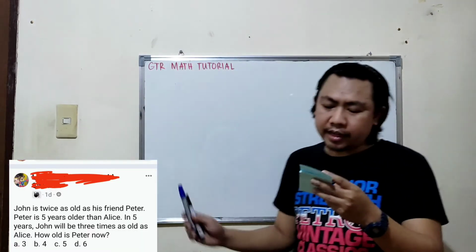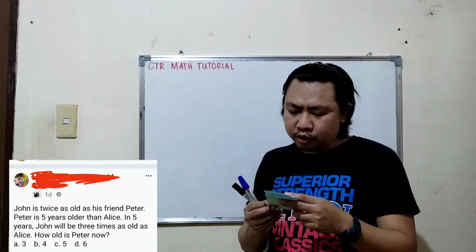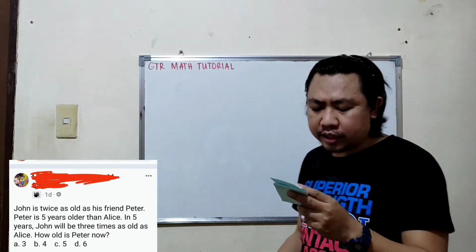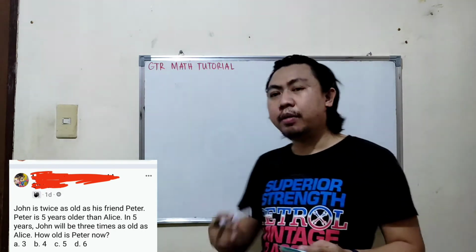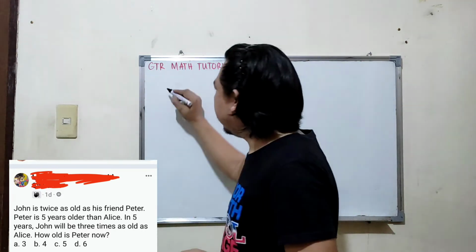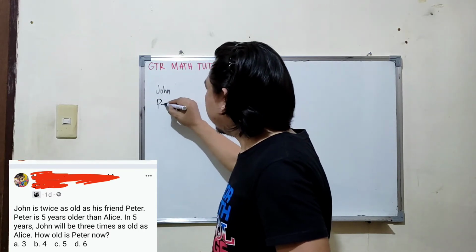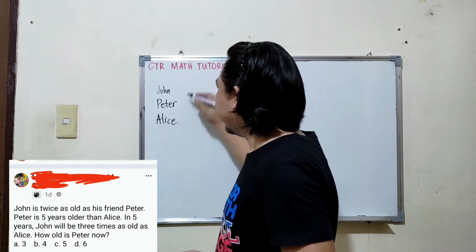Okay, next, number 3. John is twice as old as his friend Peter. Peter is 5 years older than Alice. So, in 5 years, John will be 3 times as old as Alice. How old is Peter now? Okay, so again, let's make a table. We have three characters here: John, Peter, and Alice.